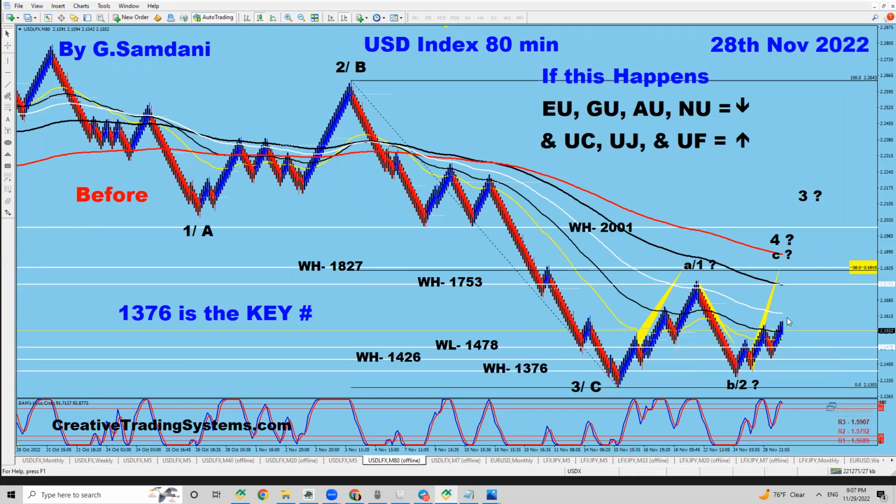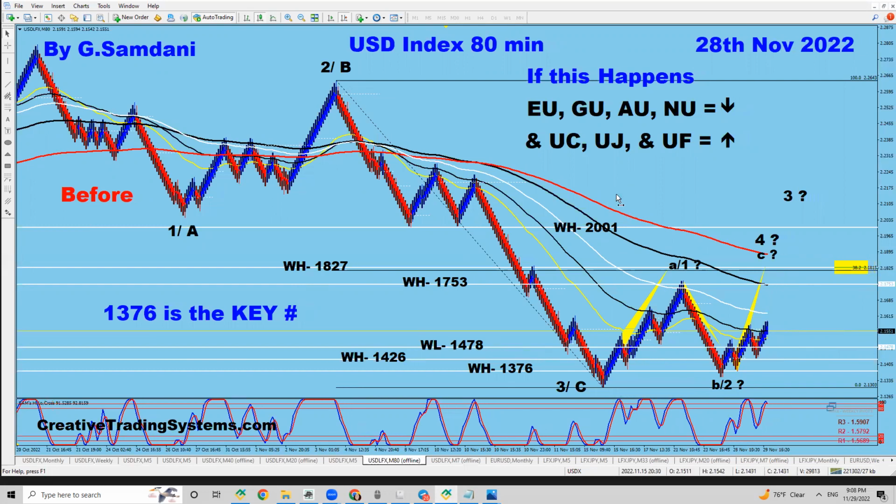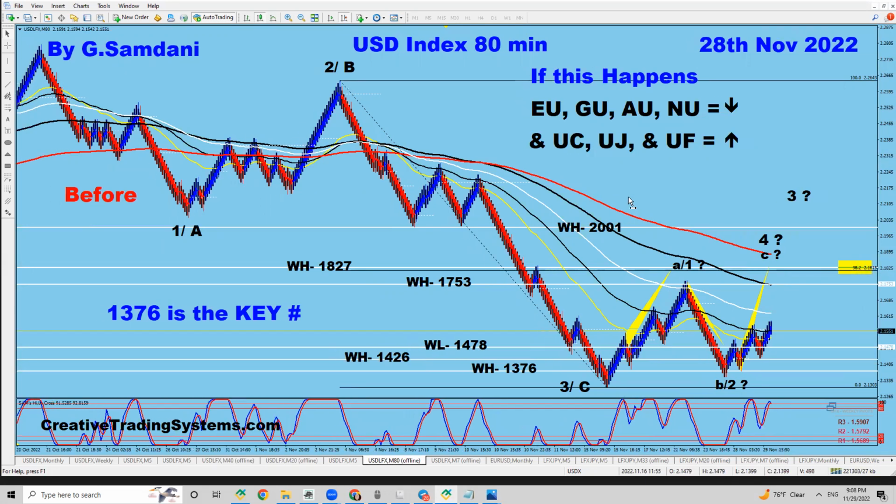So we might be able to go to the upside as long as we stay above this number, 1478. We can stay above there. Right now it's 1551. So we can easily go back to 1753 or even a little bit higher to this 1827, which is also 38% of wave 3, which will be perfect wave 4 by the book, right?